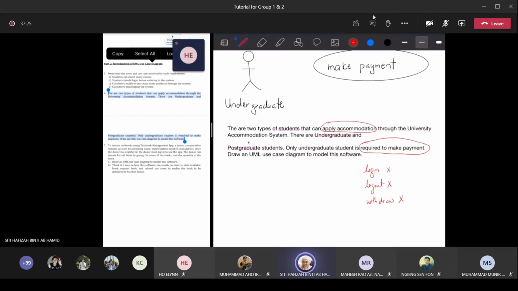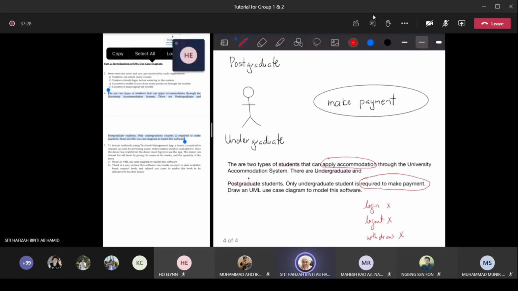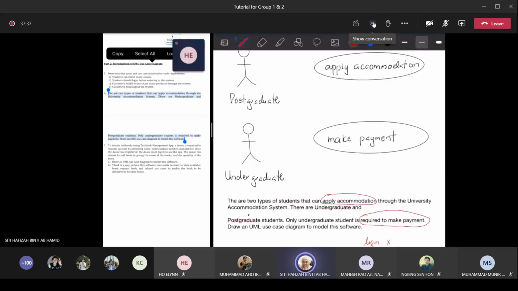Okay? So here it's obvious that we have the ones that I circled, right? So what we can do now is make a relationship, the association between them. So what is the association? The undergraduate makes payment. That's all. And then how about postgraduate? Postgraduate can apply for accommodation. Can undergraduate apply for accommodation? Of course, because it is a type of student, right? So it will be like this. Okay.